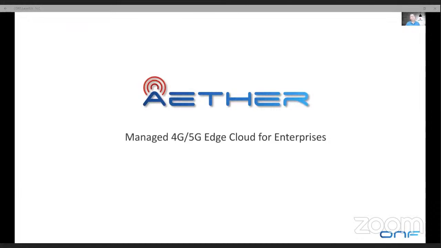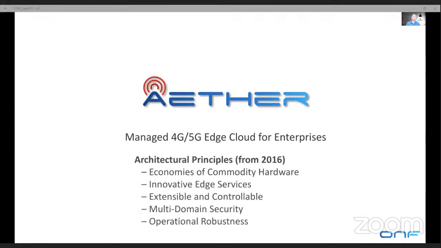So Aether, in a nutshell, is a managed 4G, 5G edge cloud for enterprises. It's managed from the central cloud. It's intended to run in enterprises. It's an edge cloud that runs in enterprises, but that edge cloud is much more than a vanilla edge cloud. It's an edge cloud that is capable of 4G, 5G connectivity to the edge devices.